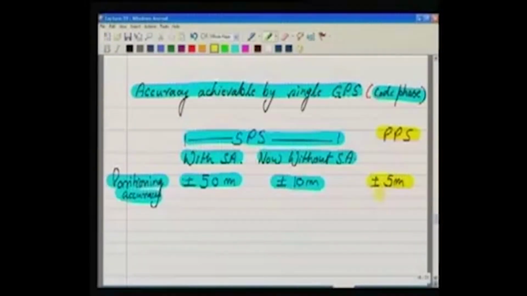So obviously, as we know, PPS is more accurate, and of course in this case, please note it down that we are using a single GPS and in code phase. Okay, now we have seen the accuracies.